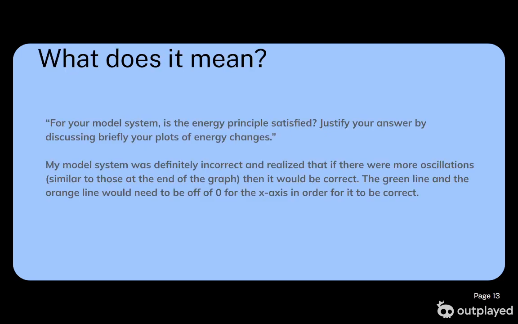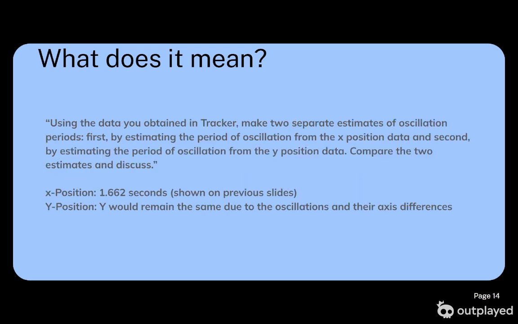What does it mean for your model system? Is the energy principle satisfied? Justify your answer by discussing briefly your plots of energy changes. My model system was definitely incorrect, and I realized that if there were more oscillations similar to those at the end of the graph, then it would be correct. The green line and the orange line would need to be off the zero for the x-axis in order for the values to be correct.